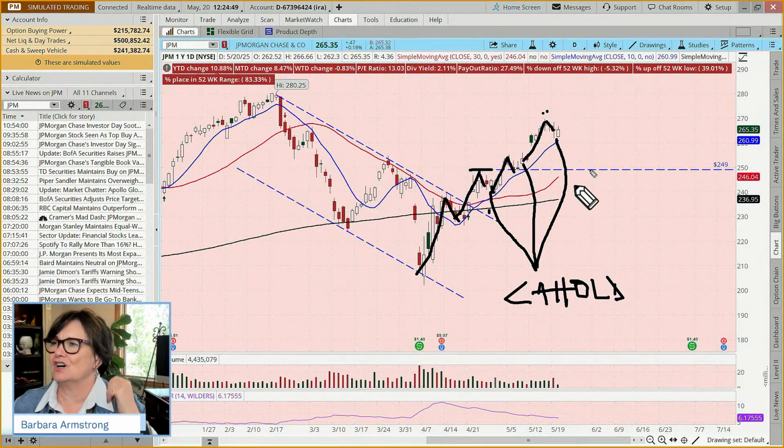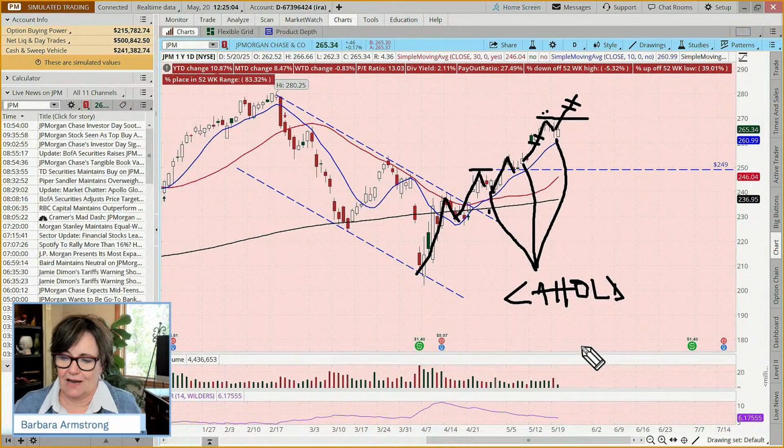And then what might a target be? Well, it could be our swing target around here, around 270. Or we could measure the length of this flag and say, we're going to make this our target. Okay.